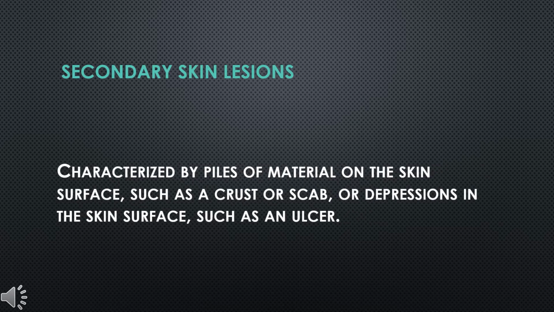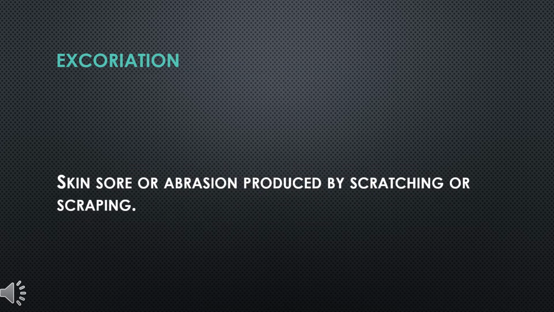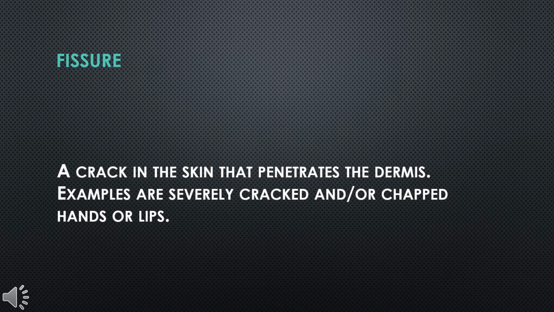Secondary skin lesions. Characterized by piles of material on the skin surface, such as a crust or scab, or depressions in the skin surface, such as an ulcer. Excoriation. Skin sore or abrasion produced by scratching or scraping. Fissure. A crack in the skin that penetrates the dermis. Examples are severely cracked and/or chapped hands or lips.